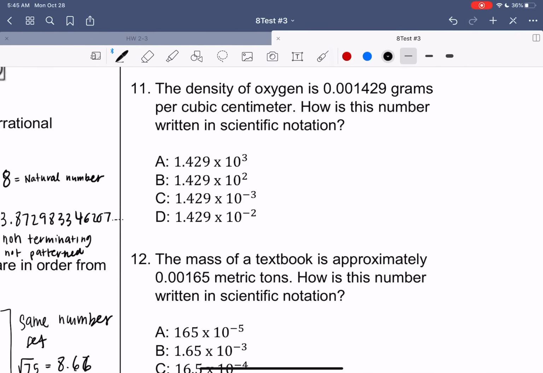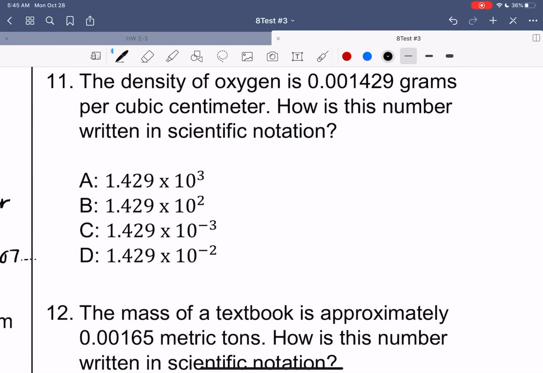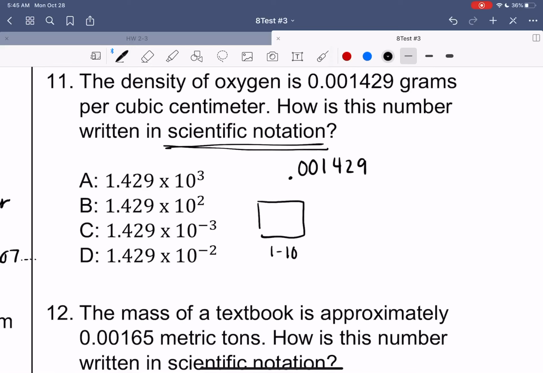Okay, the density of oxygen is 0.001429 grams per cubic centimeter. How is this number written in scientific notation? So here's our key for scientific notation. We're going to have a number between 1 and 10 multiplied by 10 to some exponent. This is a small number, so we're going to have a negative exponent.